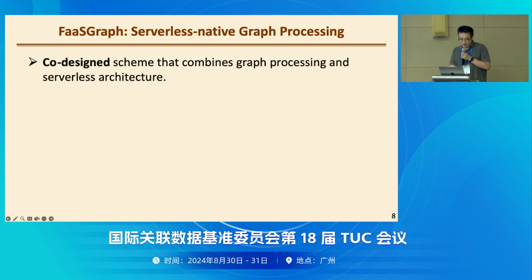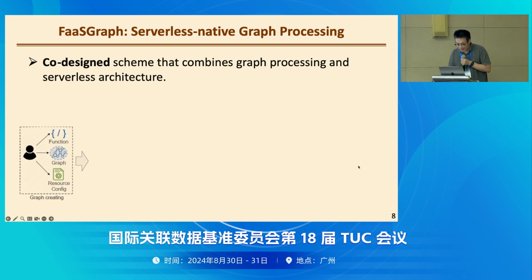So, inspired by our investigation, we introduced FastGraph, a co-designed scheme that combines the graph processing and serverless architectures. The following diagram illustrates the executing flow of FastGraph. The first step is for the users. They can start by uploading the functions, the graph dataset, and the resource configurations.